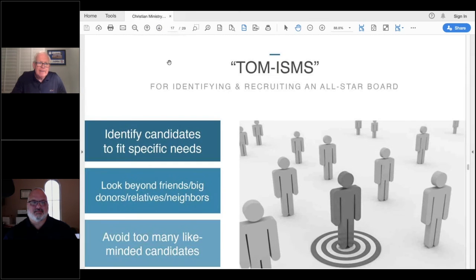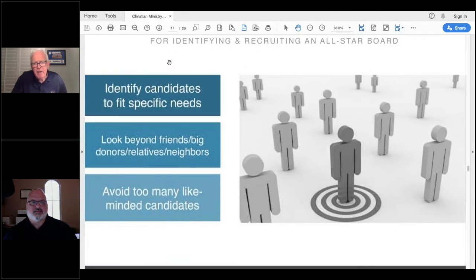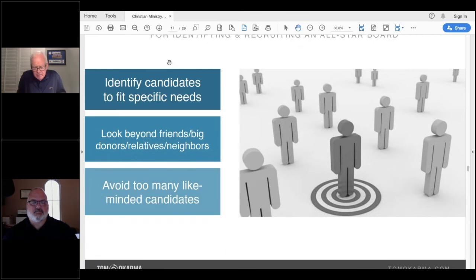Okay. Identifying candidates that fit specific needs. This is a little bit repetitive, but I just bring it up. Don't bring on a bunch of people just to have warm fuzzies, friendly people.